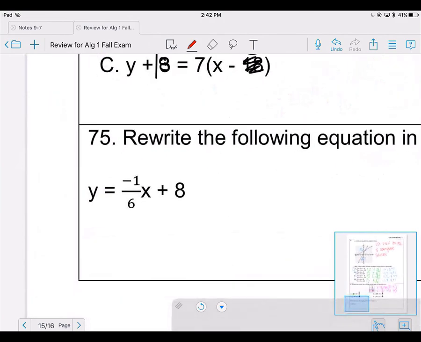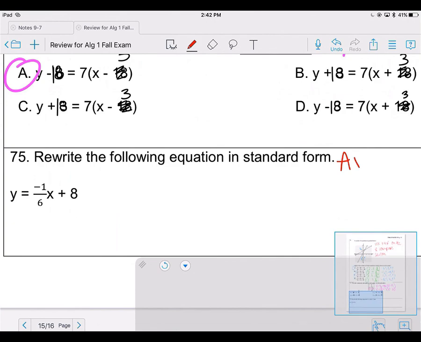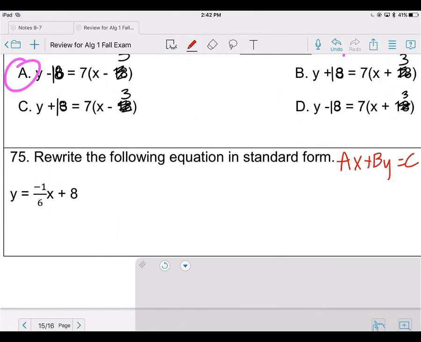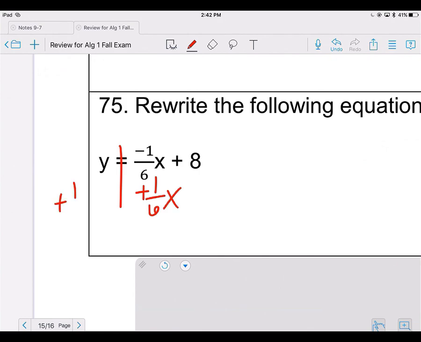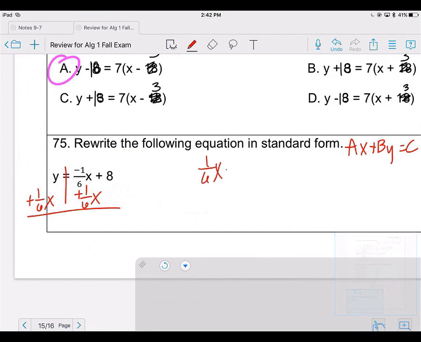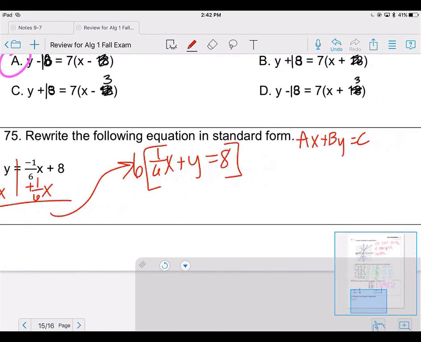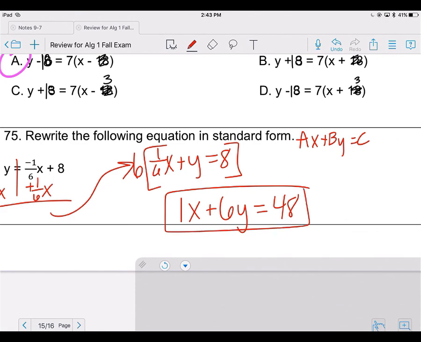75 wants us to rewrite this in standard form. Remember, standard form is ax plus by equals c, where x and y are on the same sides together. So first thing I'm going to do is move x to the same side as y. So I have 16x plus y equals 8. And then from here, I remember that I cannot have fractions, so I multiply everything by 6. 6 times 1 is 6. 6 times 8 is 48. So 1x plus 6y equals 48.